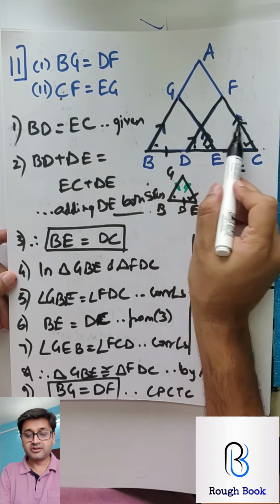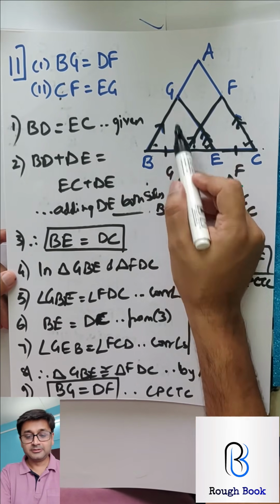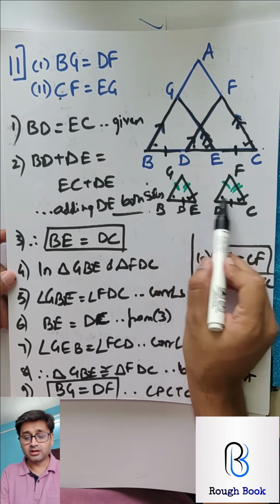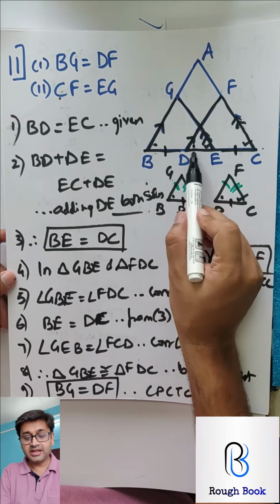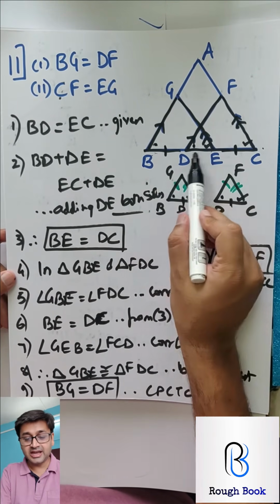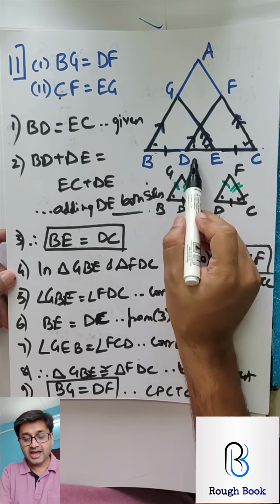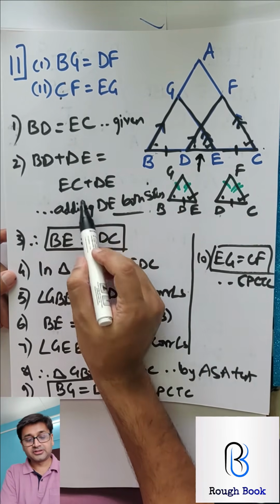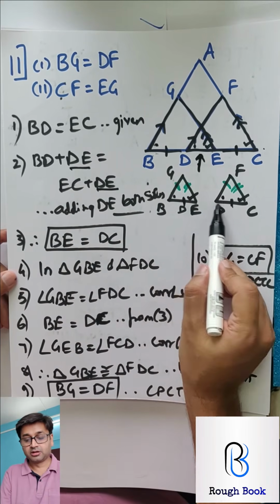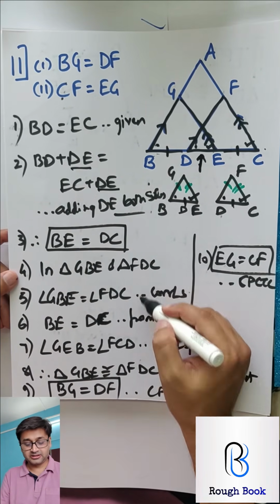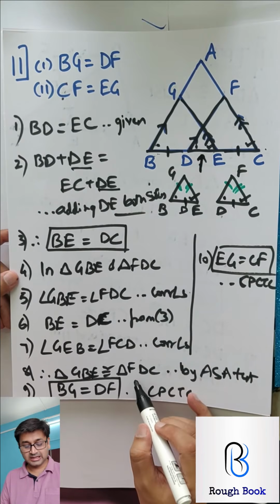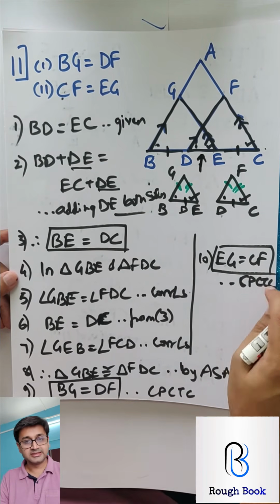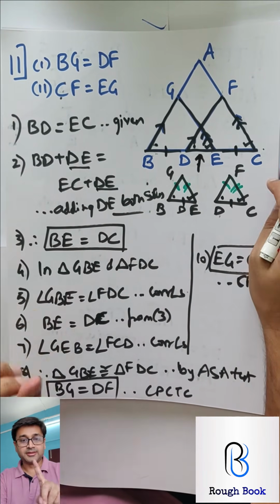So here they had given us two parts parallel. That helped us to get the two base angles. Then BE and DC I wanted. So I added this part DE in the middle to both the parts over here. And I got the third part. Once I got the third part, then 5 golden steps. Once the triangles were congruent, CPCTC. Easy.